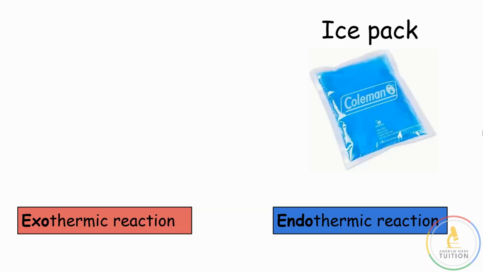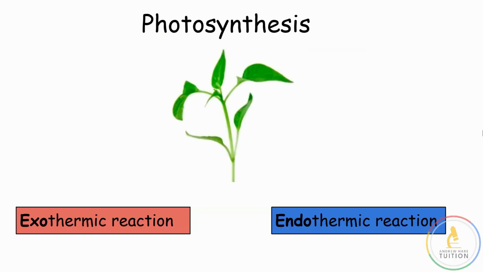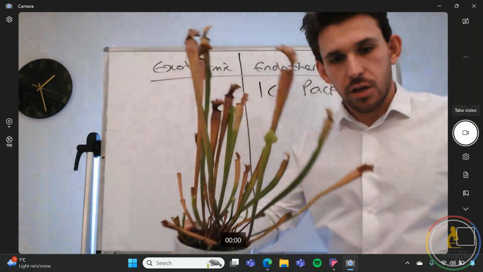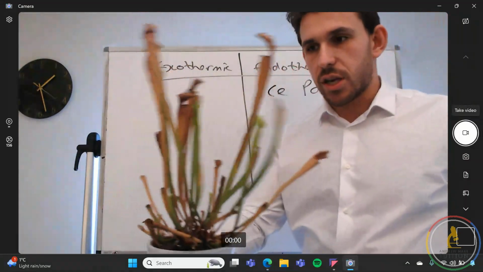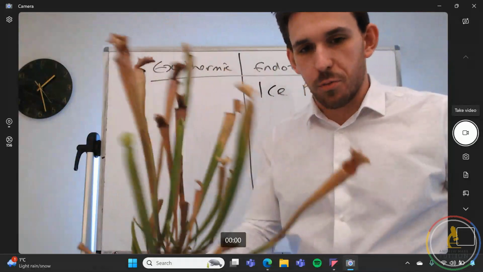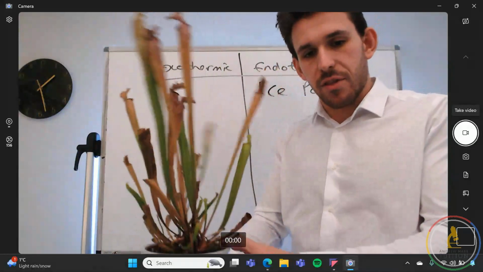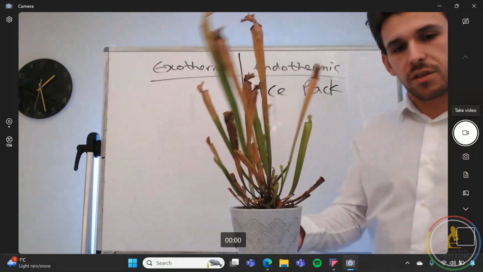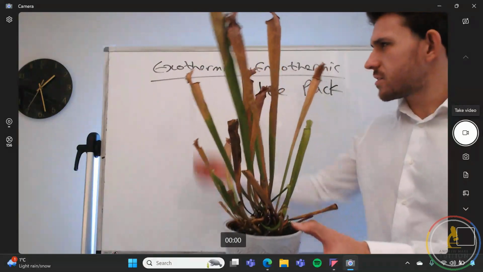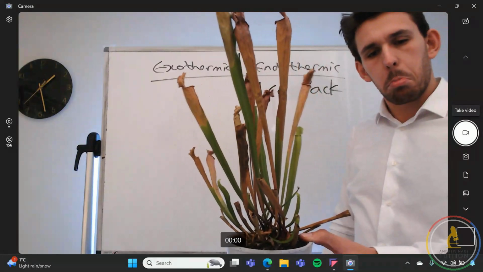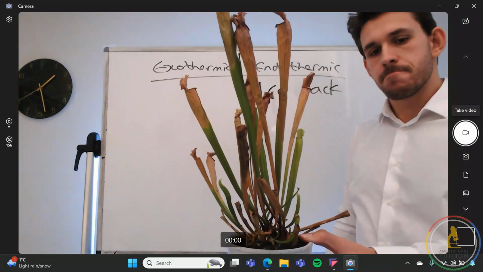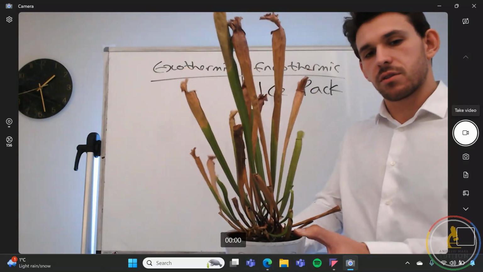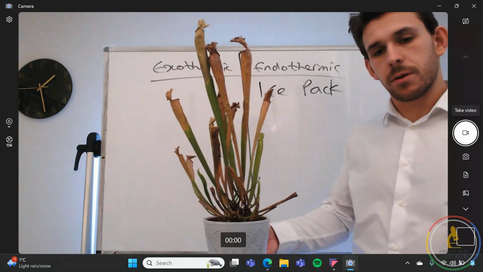And let's have a look at another example. What about photosynthesis? Very, very important reaction in biology. And here is an example of my carnivorous plant that I have in my office. Unfortunately, it is not doing too well at the moment because it's approaching winter, but it's a plant nevertheless. And this is an example of a plant that would be photosynthesizing, right? So have a think. Do you think photosynthesis is exothermic or endothermic? Think about what you already know about photosynthesis. And how does it fit with this?